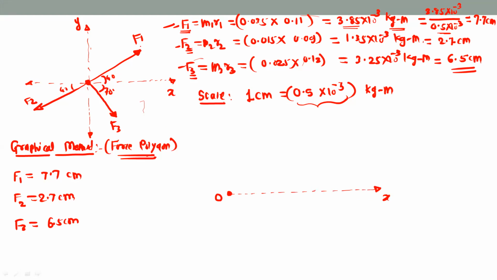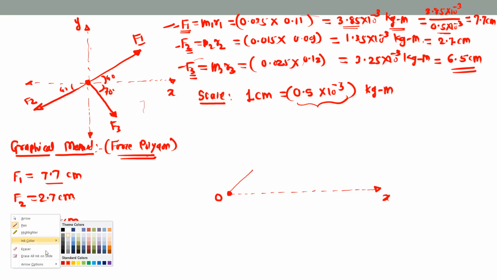Okay. Now draw the vector in the same direction as F1. Okay. So the first vector will start from point O. This is the direction. That means we should draw the line at 40 degrees from this point, and its length will be 7.7 centimeter. Okay. So you have to draw this by using the geometrical instrument.